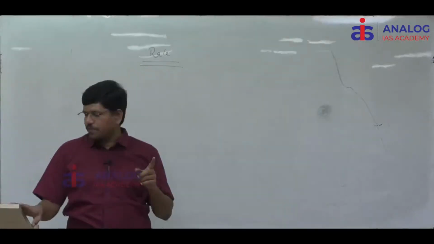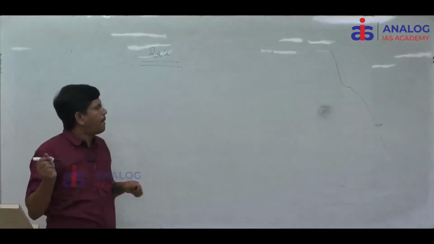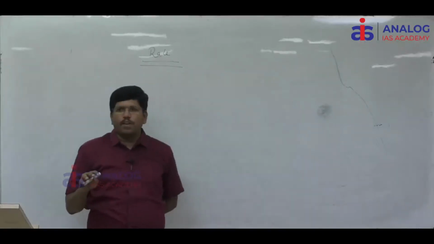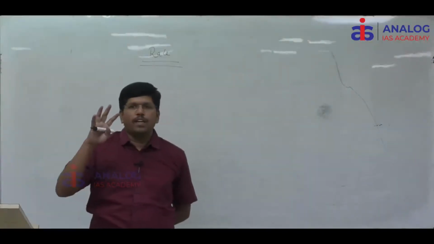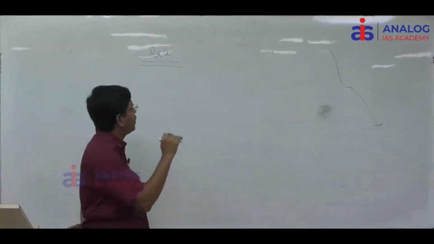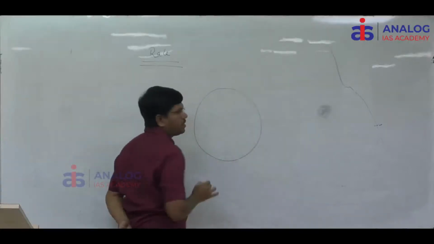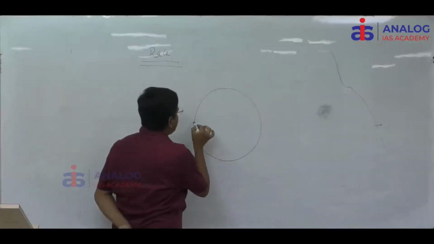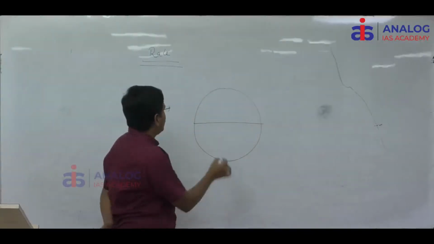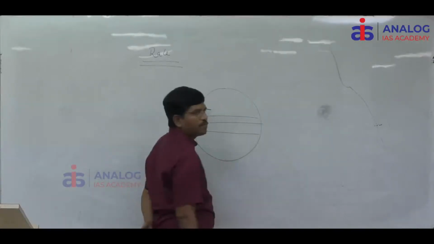Now, see, once upon a time, all varieties of people were there in all the parts of the world. But let us assume this is our planet Earth. Here there is the equator, and the Tropic of Cancer and Tropic of Capricorn.